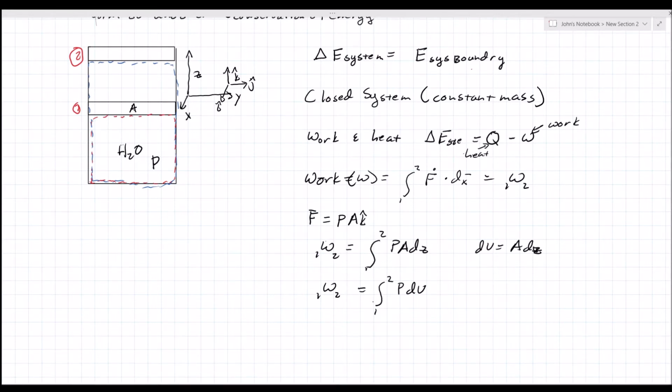Now, if pressure is constant, it's simply going to be pressure times your change in volume. Pull it out of the integral. If pressure is not constant, then you're going to need some sort of function that defines what's happening to your system. And if my volume is constant, dV is 0, so there's no work done. So if P is constant, you get work from 1 to 2 equal to pressure times V2 minus V1. If V is constant, there are no moving parts, so work 1 to 2 is equal to 0.